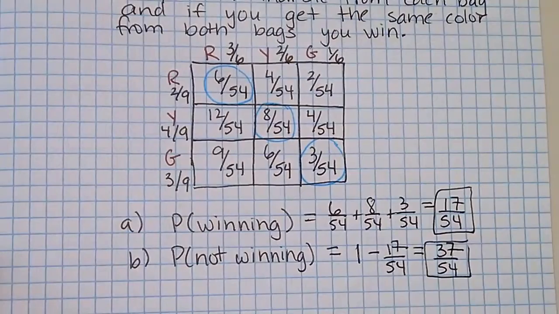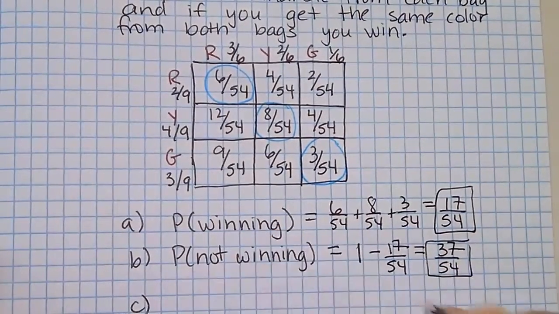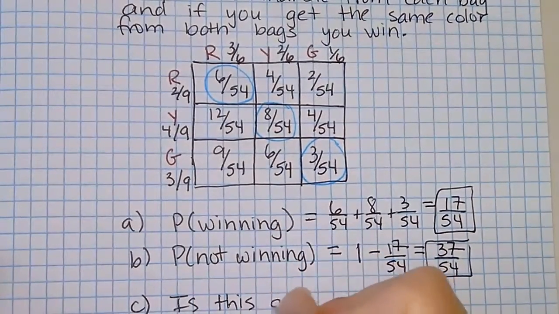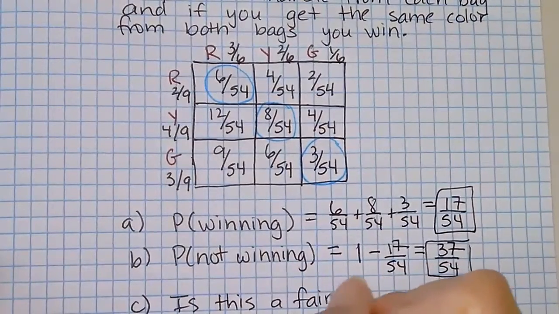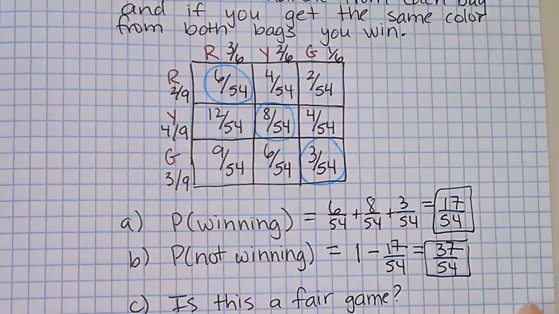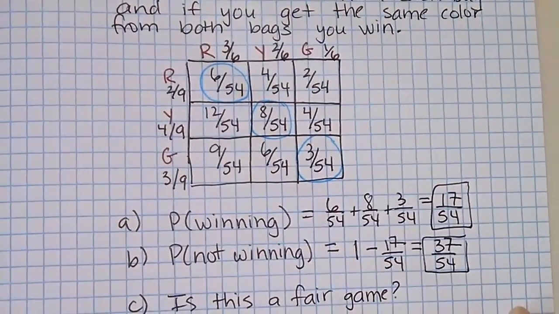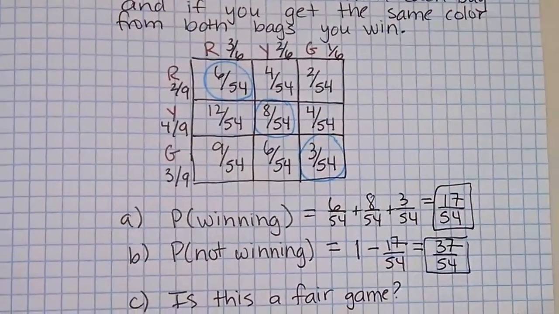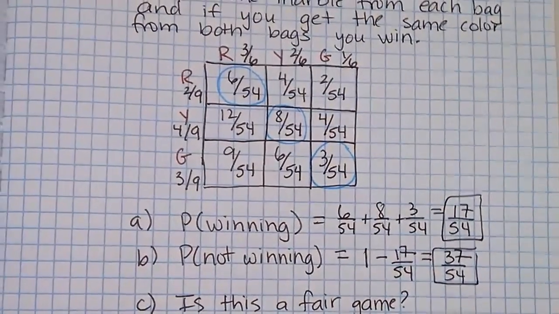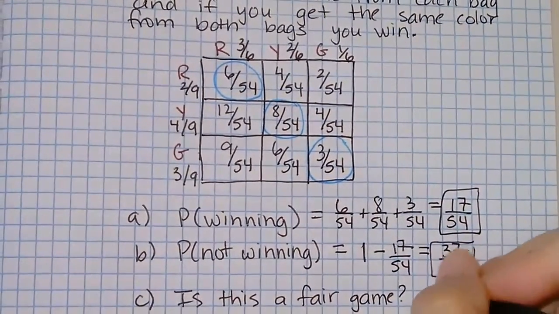Now, if they ask us if this is a fair game, is this a fair game? It's a fair game if the probability of winning and losing is the same. Okay, so you have half of a chance of winning and you have half of a chance of losing. So is this a fair game?